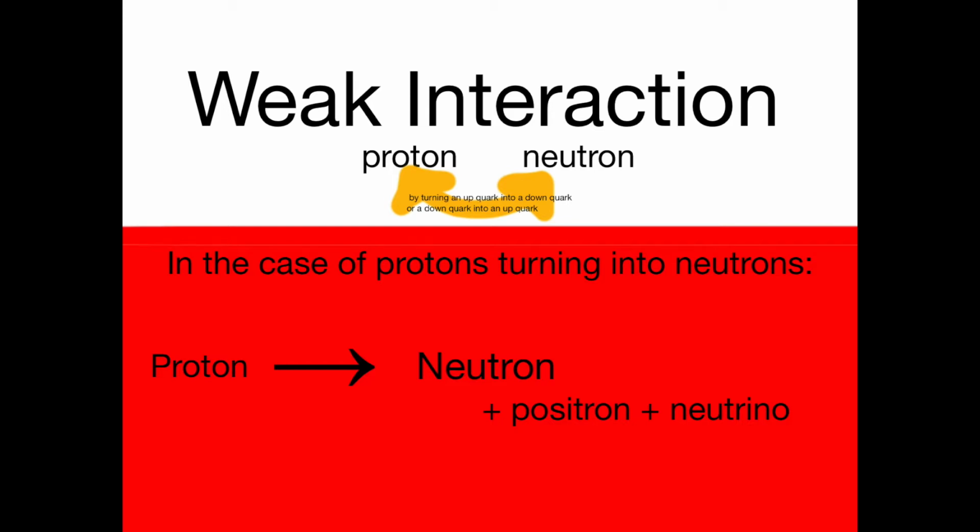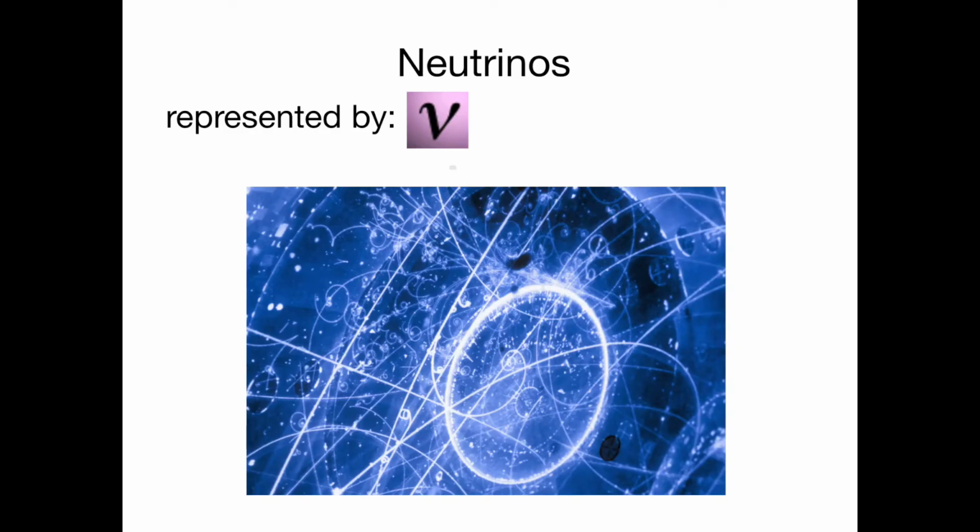Because the total charge involved in this reaction must be conserved, protons can't just turn into neutrons without anything else happening. So to balance the energy and the charge involved, 2 other particles happen to be created, the positron and the neutrino. Neutrinos actually leave the sun and travel really quickly out into space.